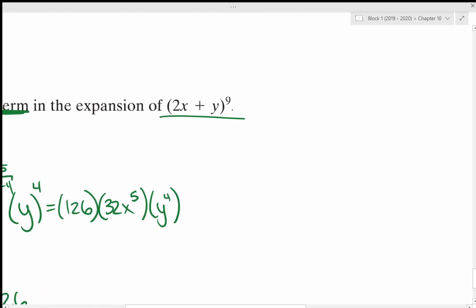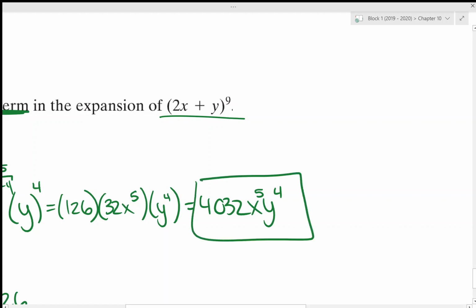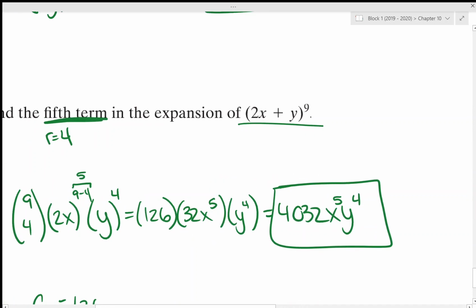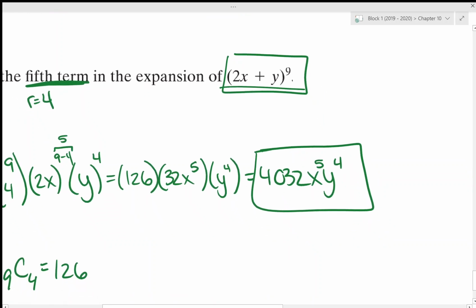So 126 times 32 is 4,032. X to the 5th, y to the 4th. So the fifth term, in the full expansion of 2x plus y to the 9th, would be 4,032 x to the 5th, y to the 4th.